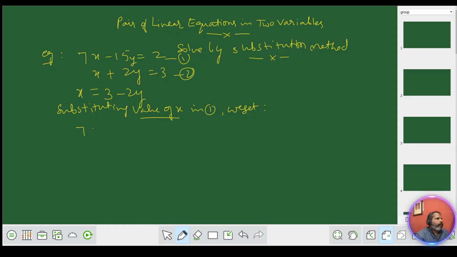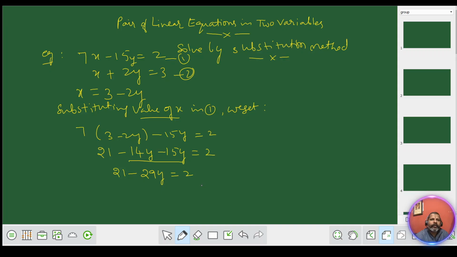7 of, what is x here? 7 of (3 minus 2y) minus 15y equal to 2. Now look at the equation. Post substitution, the equation is in one variable y, so we can solve it and get the value of y. Open the bracket and simplify. You need algebraic knowledge here. 7 times 3 is 21, minus 7 times 2 is 14y, minus 15y equal to 2. These are like terms: minus 14y minus 15y becomes minus 29y. So 21 minus 29y is equal to 2.